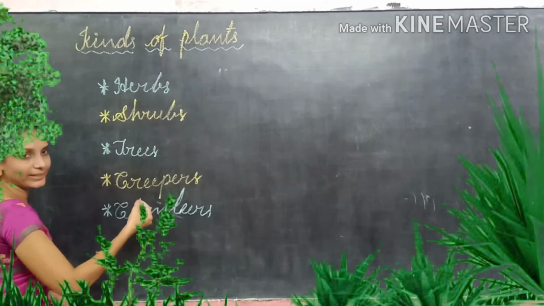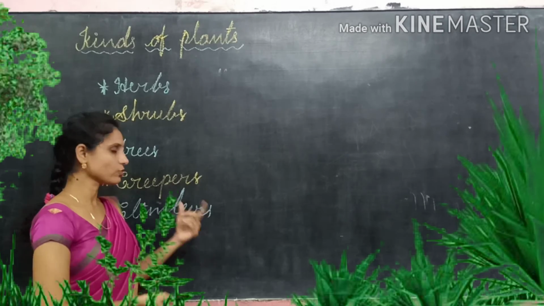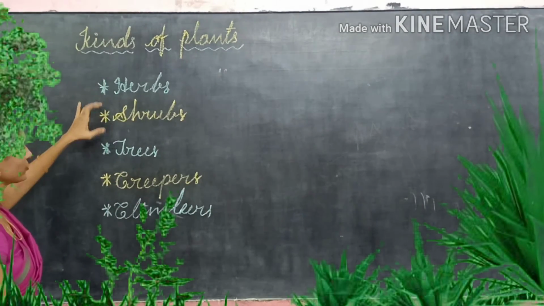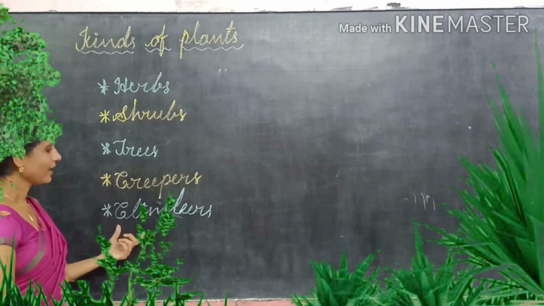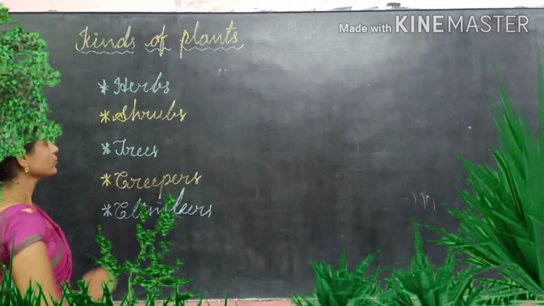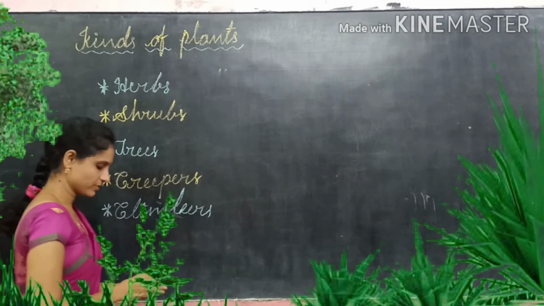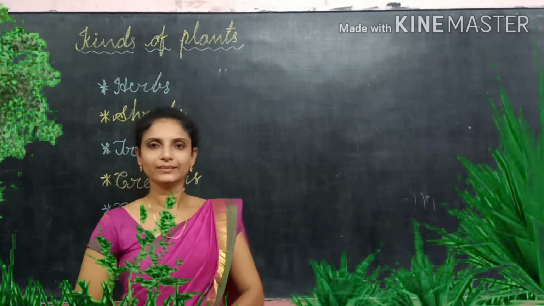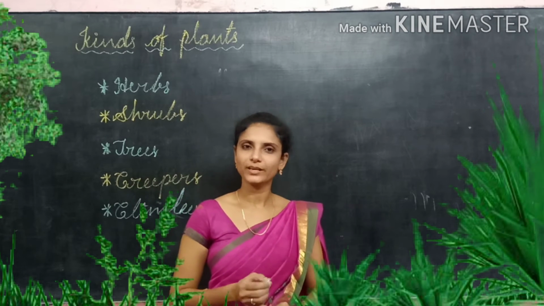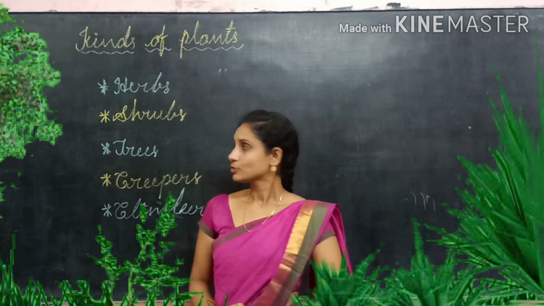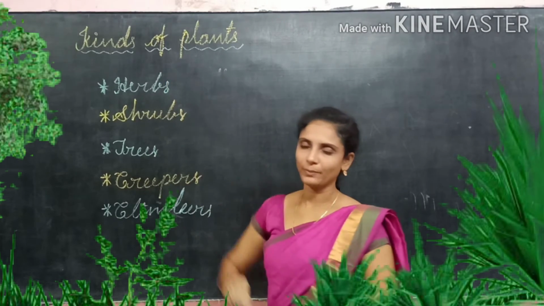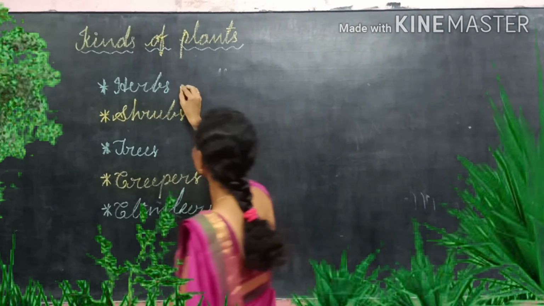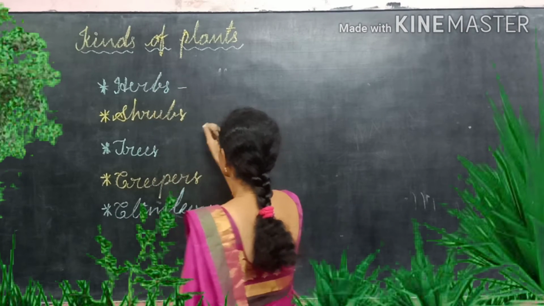So these are the 5 kinds of plants based on the size: herbs, shrubs, trees, creepers and climbers. The first one is herbs. What is an herb? A very small plant with a soft stem is called an herb. These are very small plants and they have a very soft stem. That type of plants are called herbs.